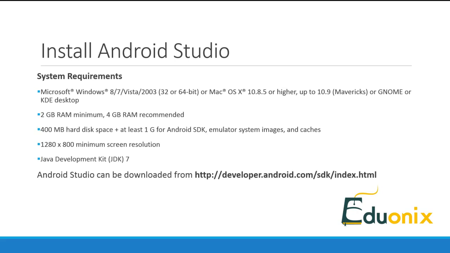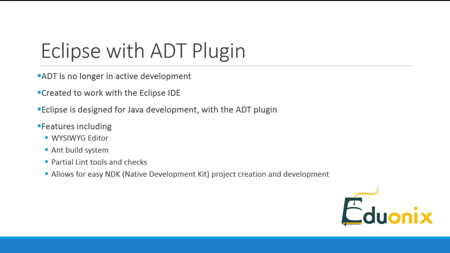A screen with a minimum resolution of 1280 by 800 and the Java Development Kit 7 installed and associated symbols and paths declared will also be required. Then you can download Android Studio from http://developer.android.com/sdk/index.html. Another popular IDE for developing applications for Android devices is Eclipse using the ADT or Android Development Tools plugin.